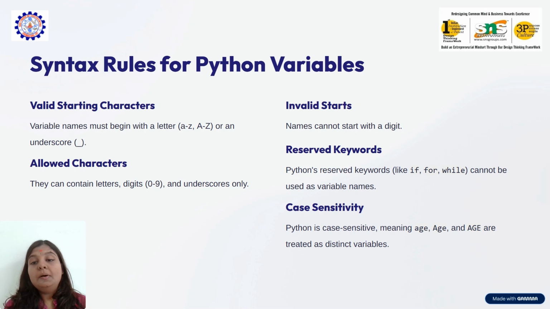Python is case sensitive, meaning age, capital Age, and all caps AGE are treated as distinct variables. Python is case sensitive, meaning the upper case and the lower case for the alphabets will be treated differently.